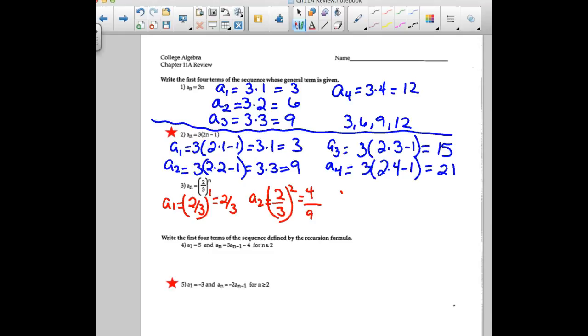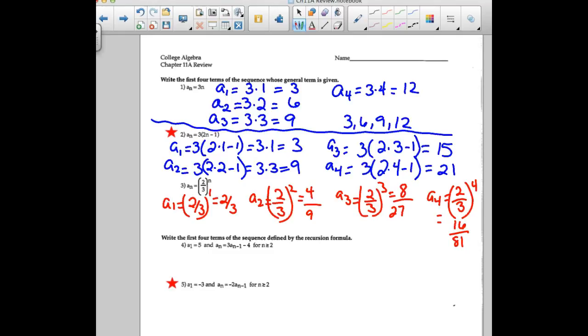Our third term is 2/3 to the third power. So 2 cubed would be 8, and 3 cubed would be 27. We get 8/27. And then our fourth term would be 2/3 raised to the fourth power. 2 to the fourth is 16. 3 to the fourth would be 81.